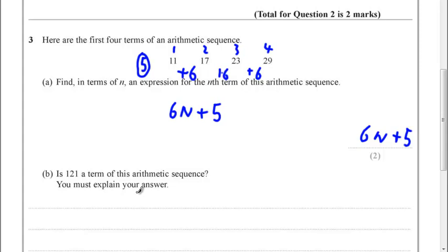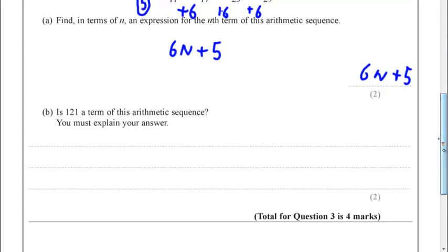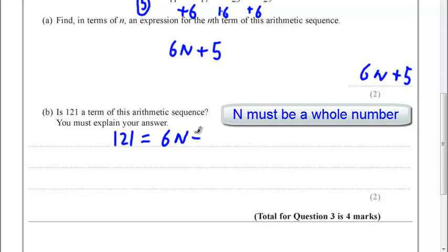Is 121 a term of this arithmetic sequence? You must explain your answer. Well, what we can do is we can put 121 in. That must equal 6n plus 5. And if we move it around, we'll see what we get. 121 minus 5. Does that equal 6n? Well, we'll find out.